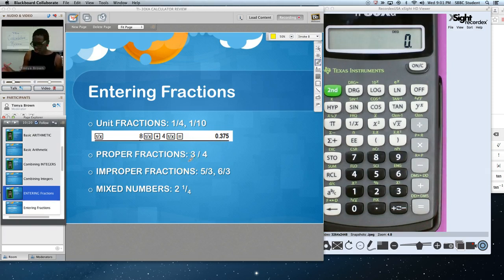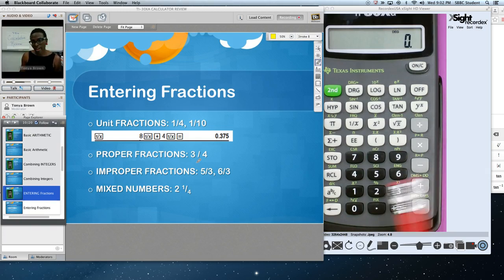I want to look at the next one. So if we go ahead and look at our proper fractions, there is a button that we can use to enter any type of fraction that we have. And that's going to be this nice little button right here, our ABC button. It helps us to enter proper fractions, improper fractions, and mixed numbers. Does not matter. It's just a matter of entering a number and then pressing the button. So let's go ahead and enter, say 3/4.